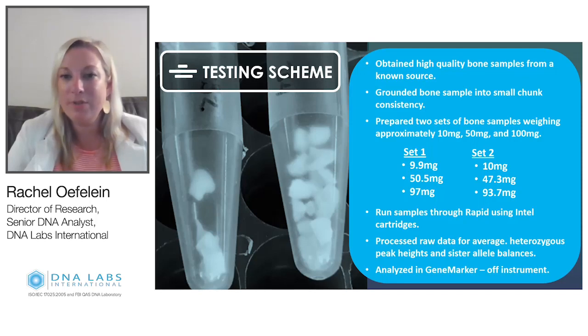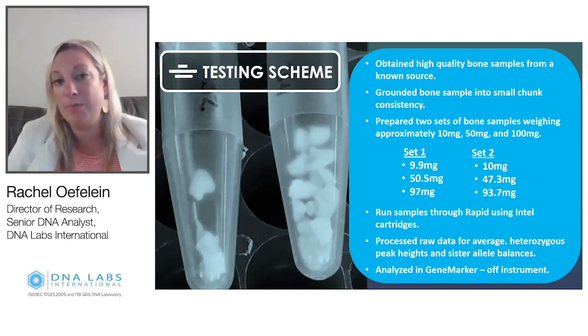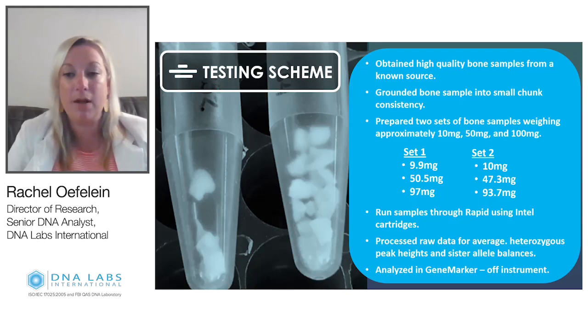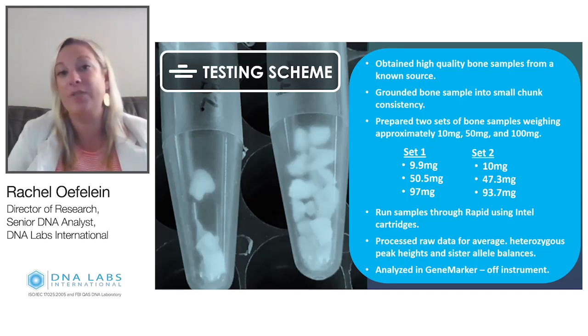And we ran those samples through Rapid using Intel cartridges, not the ACE cartridges. So the ACE cartridges we're using pretty much specifically for buccal swabs. You can also do body fluid samples for those, but really the ACE is mostly going to be for buccals. The Intel has a higher cycle number and a slight variation in the buffer for it, so you're getting higher RFUs from that.